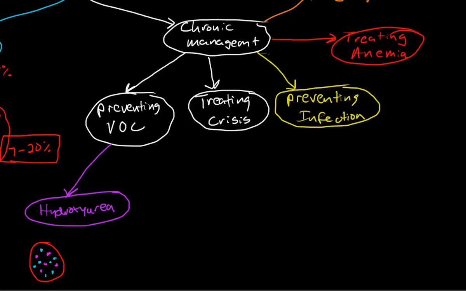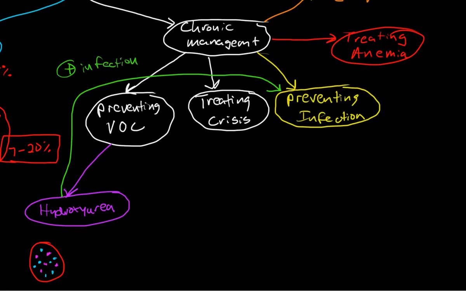Unfortunately, hydroxyurea affects all bone marrow cells and is a bone marrow suppressant, and giving hydroxyurea significantly increases the chance of infection. So it's something that you need to consider very carefully, and you need to increase your modalities for preventing infection even more.